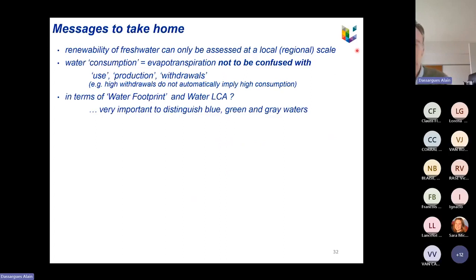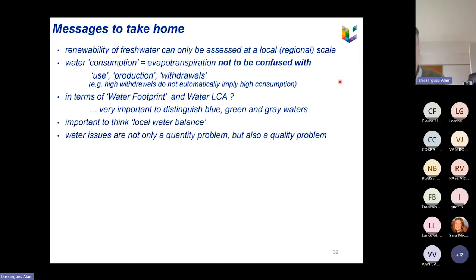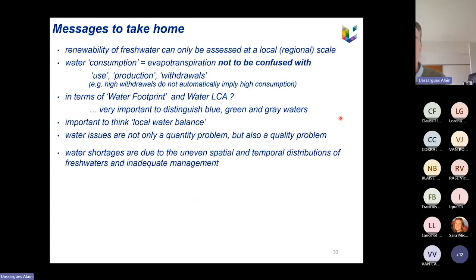In terms of water footprint and water life cycle assessment, it is very important to distinguish blue, green, and gray waters. As I said, it is important to think local water balance. Water issues are not only a quantity problem, but also a quality problem. I had no time to address that, but of course, quality is also something that is very important.